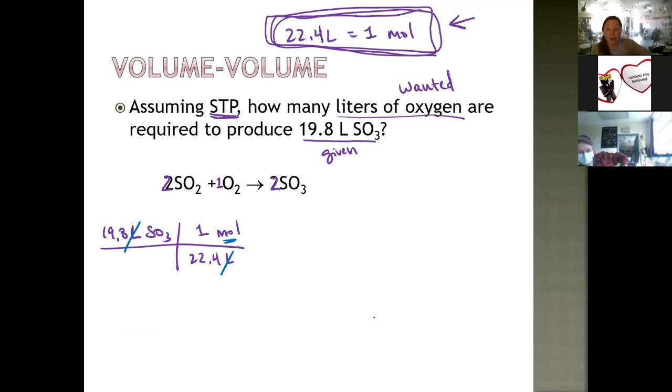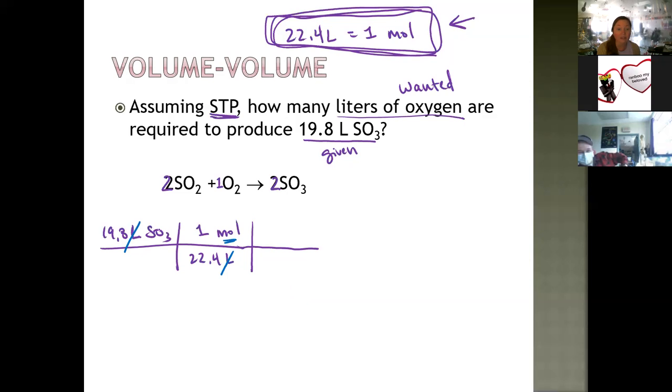So you could stop here and do a calculation, or you can take a little bit of a shortcut and just kind of mash everything all together and then do all the calculating at the end. Either way, it's going to get you the right answer. Do the one that makes your brain happy. So the last one, I did piece by piece. Now I'm going to smash it all together. So I've canceled out liters. I have moles of SO3.